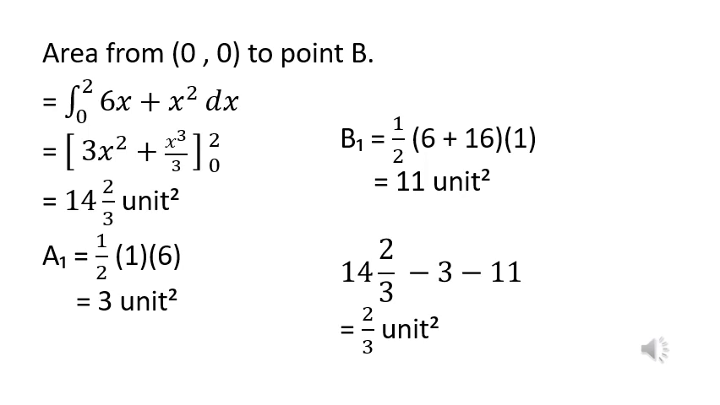Then we need to find the area under the point A, that is a triangle. So we use the formula 1/2 times 1 times 6. So we get 3. Then for B, the area under B is a trapezium. So we use the formula of trapezium, 1/2 times 6 plus 16 times 1. So we get 11.